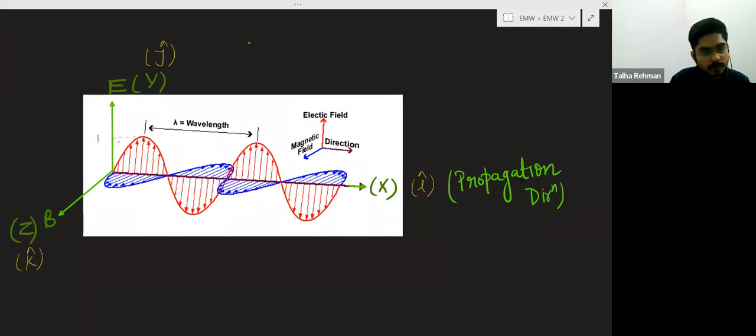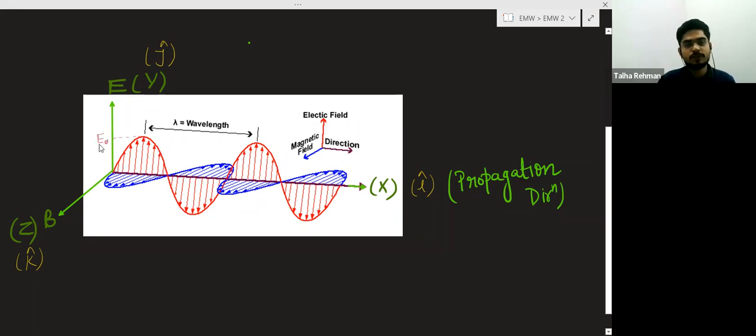Okay, so basically this will be the maximum value of the electric field, E naught. So from here to here the electric field increases in the positive direction. The upward arrow represents the positive y direction and the downward arrow represents the negative y direction. From here to here the electric field is increasing, which means the electric field vector is like this. Now from here to here, what is happening to the electric field?